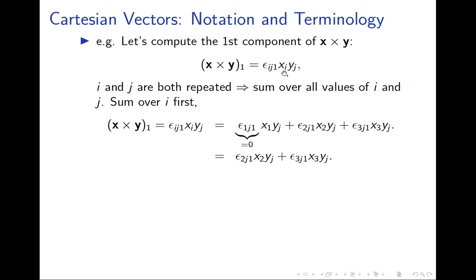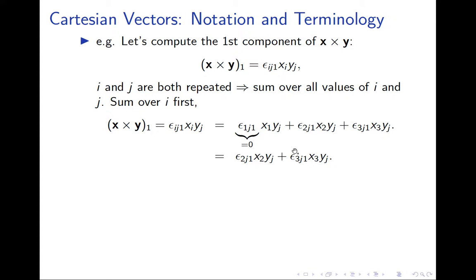And i and j are, as I said, dummy indices, repeated indices. So the first component is given by this expression. Now i and j are both repeated, so we need to sum over all values of i and j. To simplify, we first sum over i, and then we will sum over j. So sum over i: i appears in the epsilon and in the x. So i will be 1, and then i will be 2 in this term, and then i will be 3. So epsilon 3 and x3, right? But the first term has two 1s appearing in the epsilon, so this will be 0. These two are non-zero, so this is the answer.